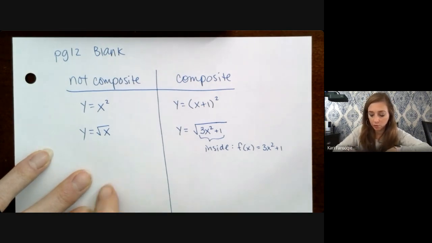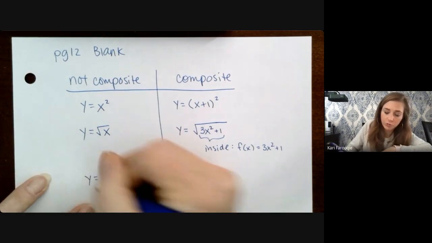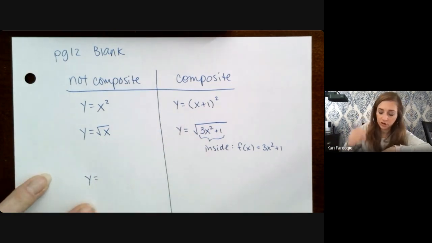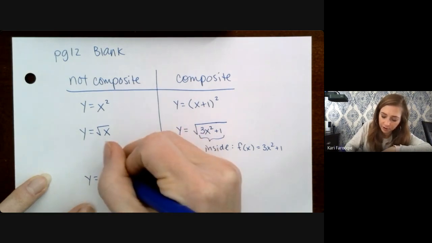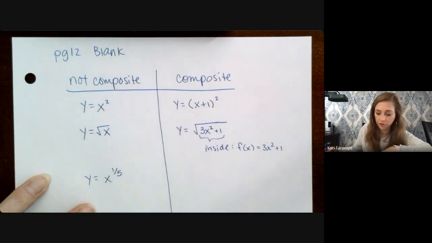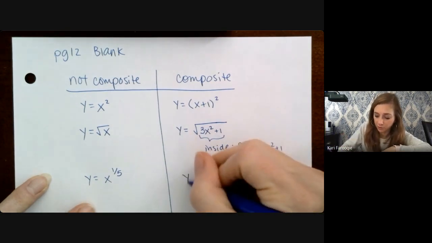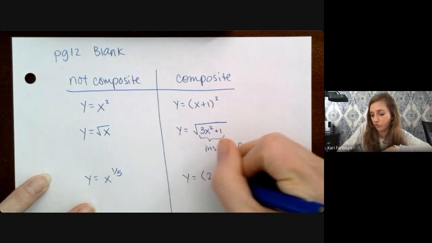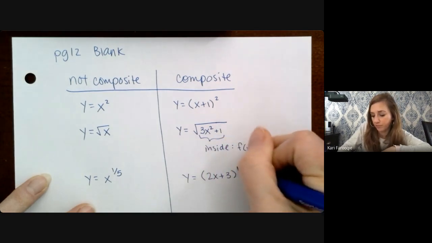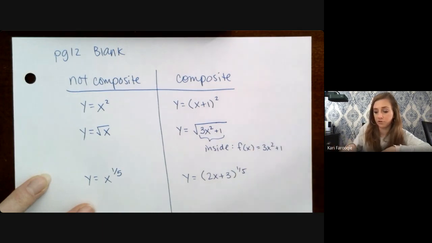But here, these are mostly the things you're going to see. You might not always see radical notation. You might see something like x to the, I don't know, 1/5 power, for instance. This would be not composite. Whereas if I wanted to switch that up, I could say y equals 2x plus 3 to the 1/5 power. So this function would be a composite function, whereas that one is not.